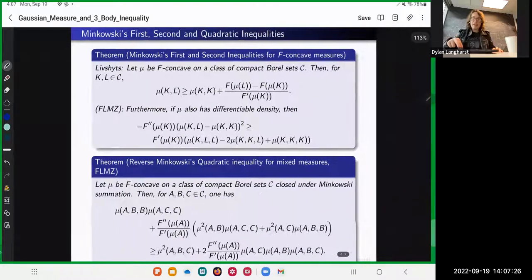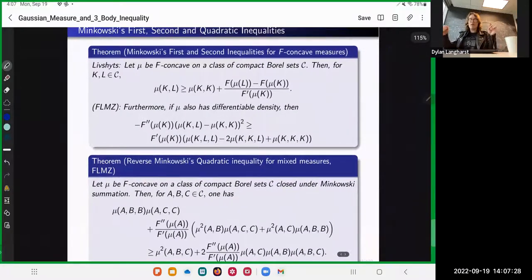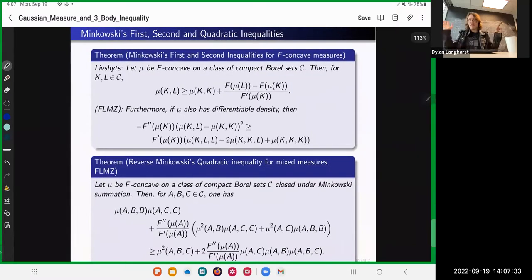And so our next big theorem is we were able to prove the reverse Minkowski's quadratic inequality. And here it is. It's just a nasty, awful thing. But we were able to do it, and that's what matters, is that some inequality exists that can be used, but I wouldn't expect anyone to memorize this or even read it, unless they need it.